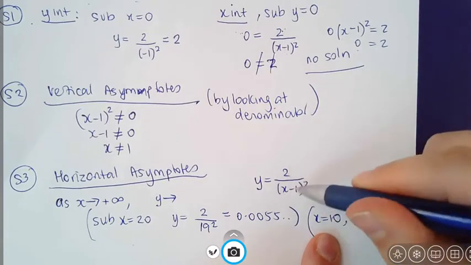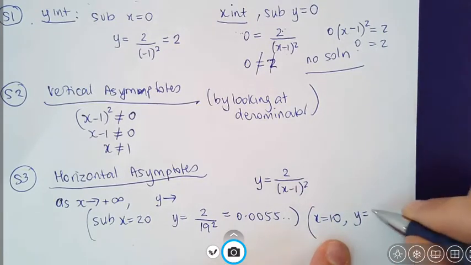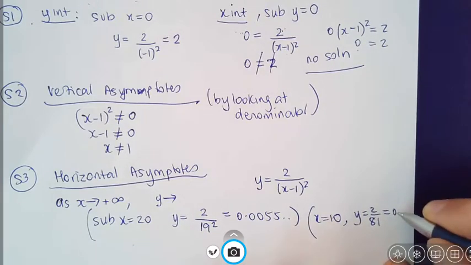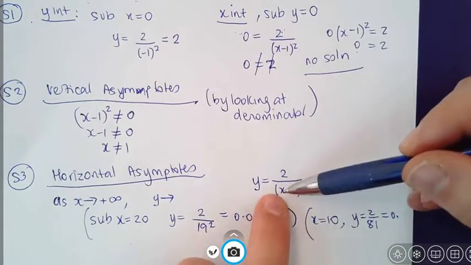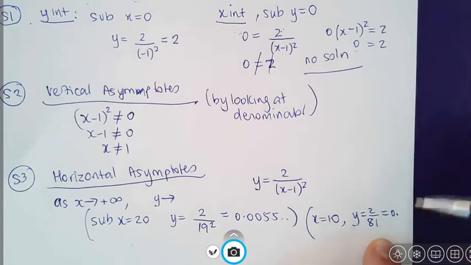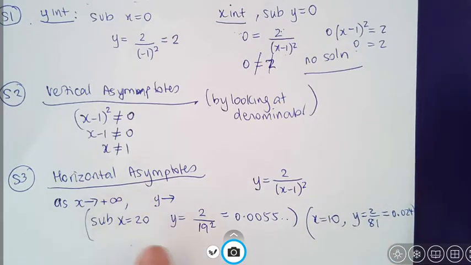You would get 2 over 81, which is, someone worked that out as a decimal, 0.0 something, 2 divided by 81. So if x was 10, I'd get 2 over 9 squared, which is 2 over 81, which is 0.024, etc. Do you think y is approaching 0 as x gets large?